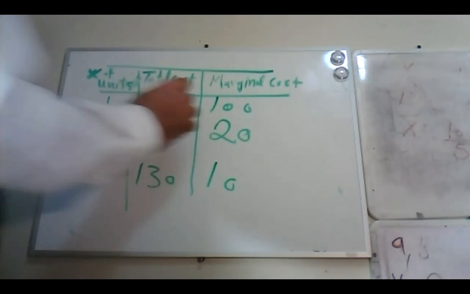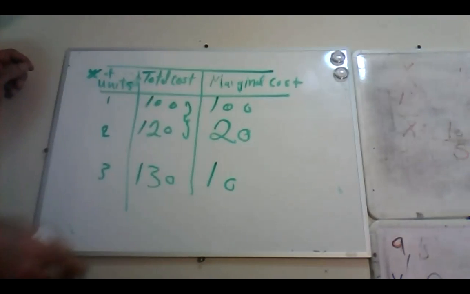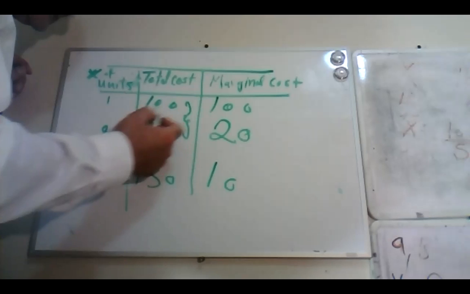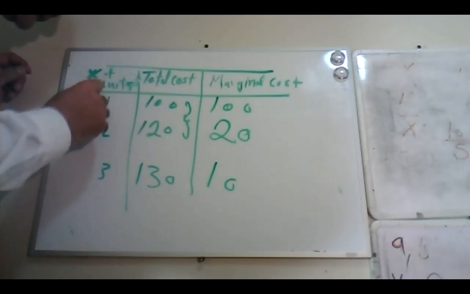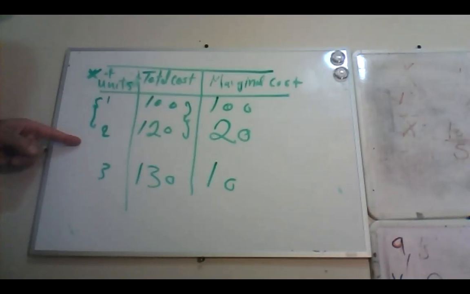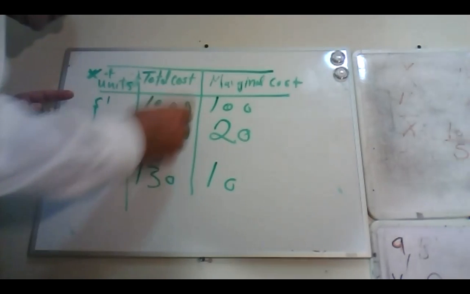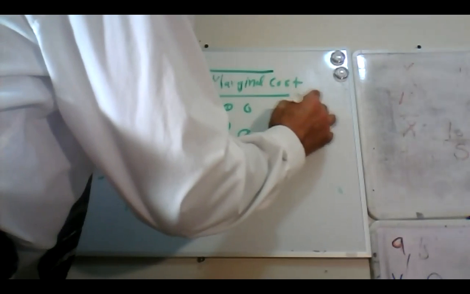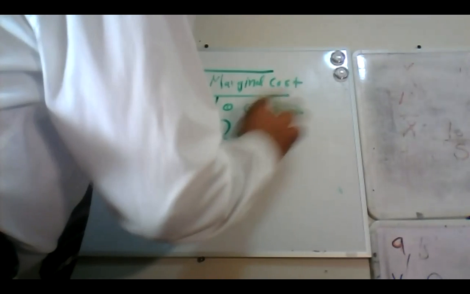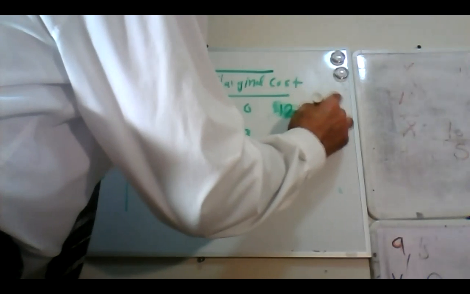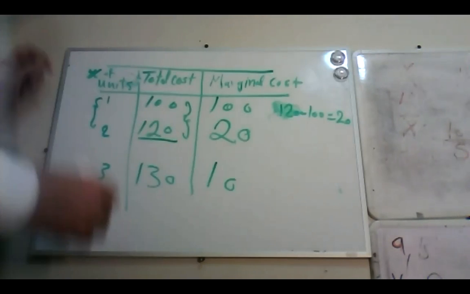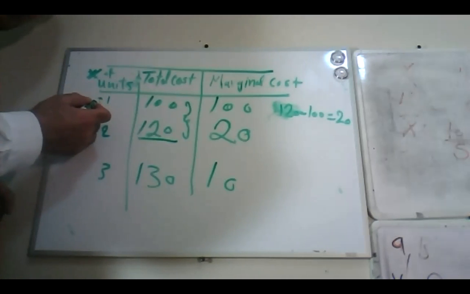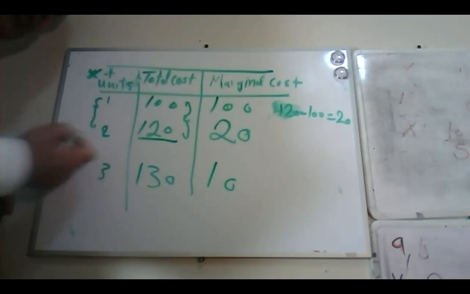So the marginal cost is the difference or the change in the total costs due to producing one more unit. So change in the total cost, 120 minus 100, equals 20. Due to adding one more unit. I produced only one unit, now I'm producing 2 units.